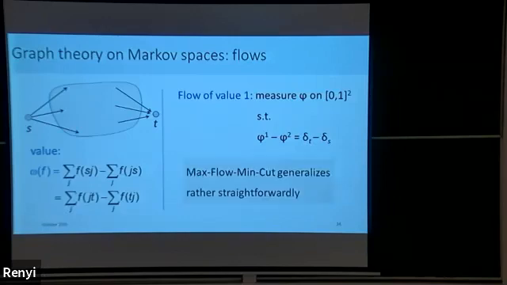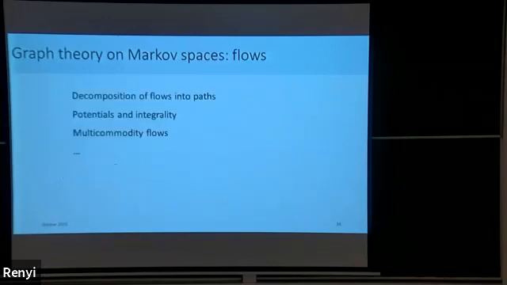And then the max-flow min-cut theorem, I don't formulate it. You can now guess what it means. It's just, again, a cut condition, but now only for cuts separating S and T. And then it turns out there are a lot of other nice results in flow theory, decomposition of flows into paths, integral potentials under certain conditions, multi-commodity flows, and they generalize nicely to this measure theoretic setting. So at least one branch of graph theory, flow theory, generalizes.